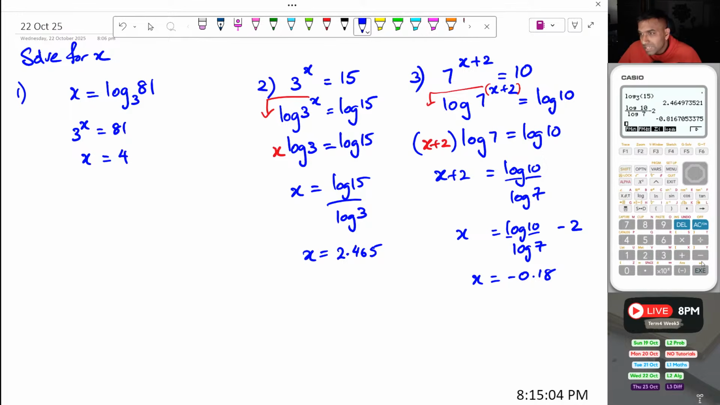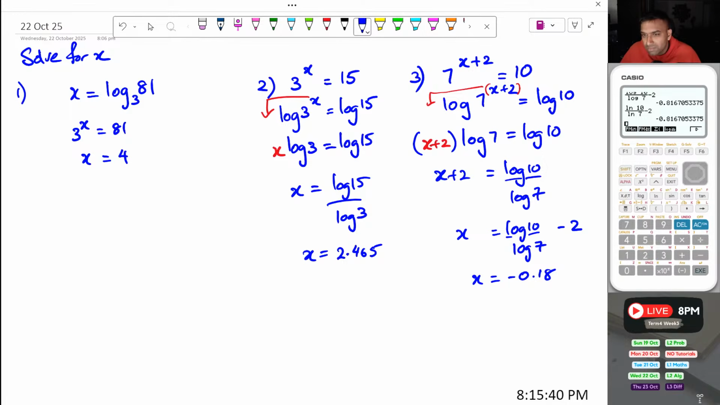Now, some people always ask me this question: can we actually use ln instead of log? I want to show you this. If you do ln of 10 over ln of 7 minus 2, I am going to end up with the same answer. So even if I do log or ln, I still end up with the same answer. That's just something to keep in mind.